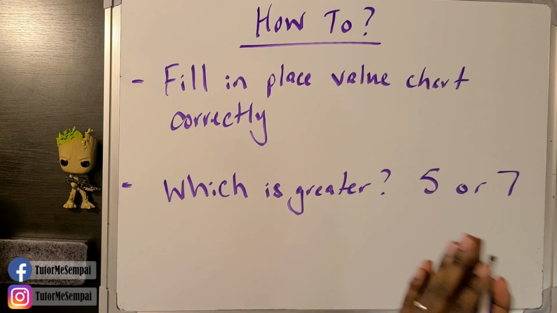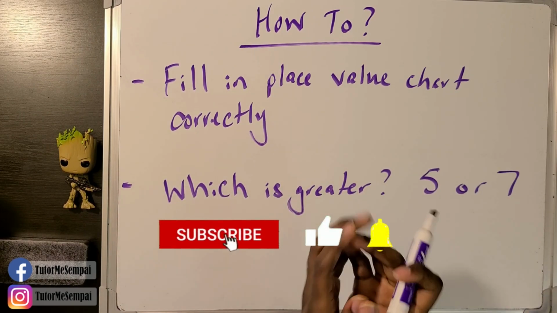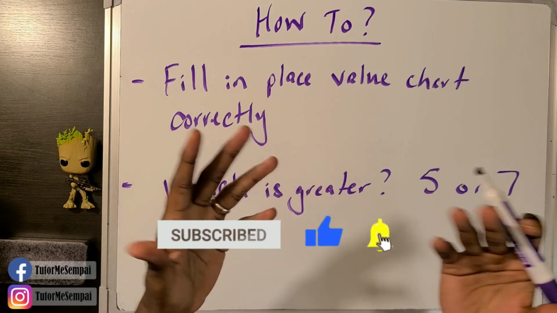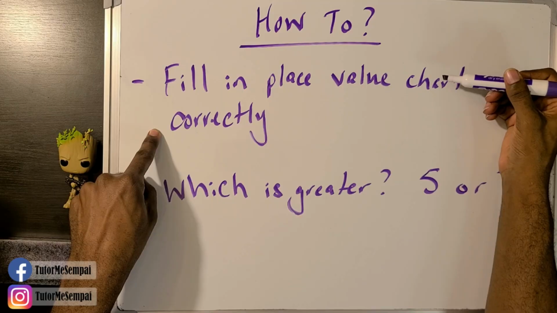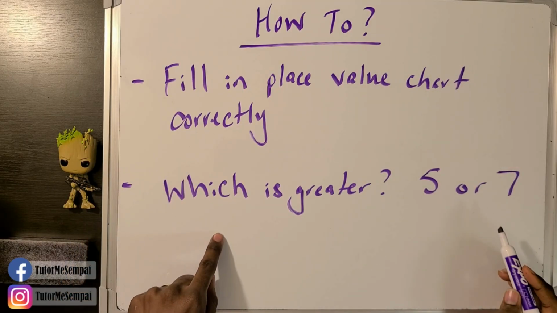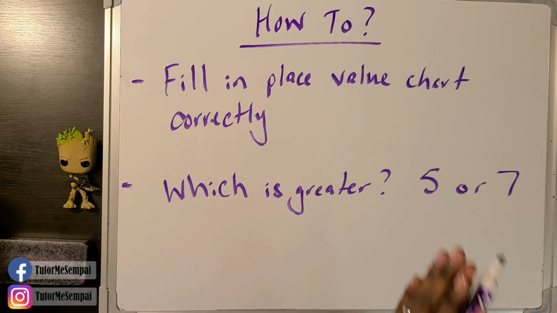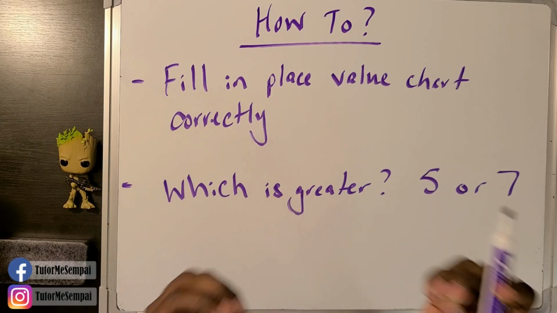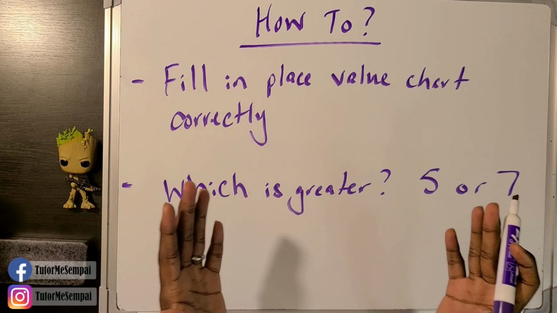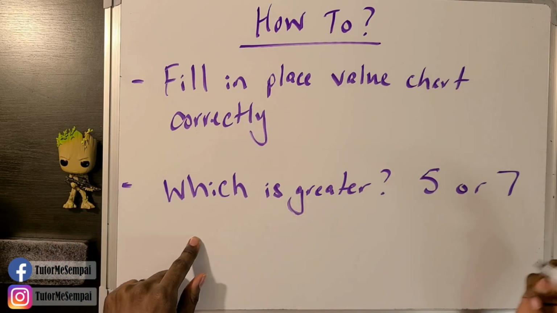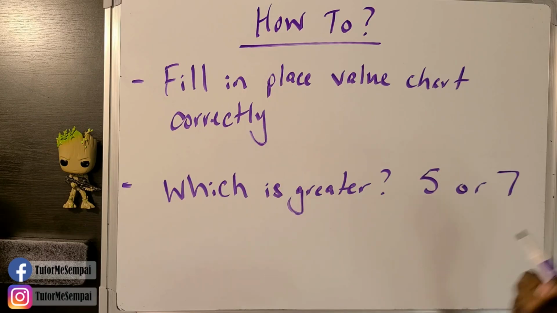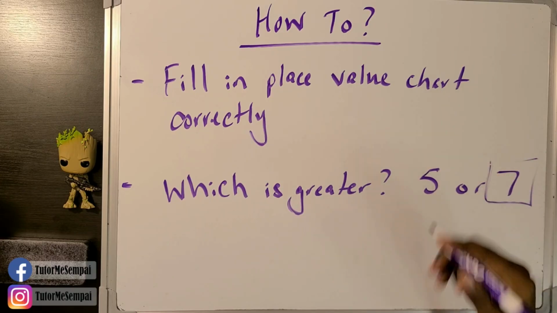Comparing numbers using your place value chart is going to be rather simple as long as you can do the following two things. If you can fill in your place value chart correctly and tell me which one is greater, 5 or 7. If you can do both of those two things, I assure you, using your place value chart to compare numbers will be super simple.